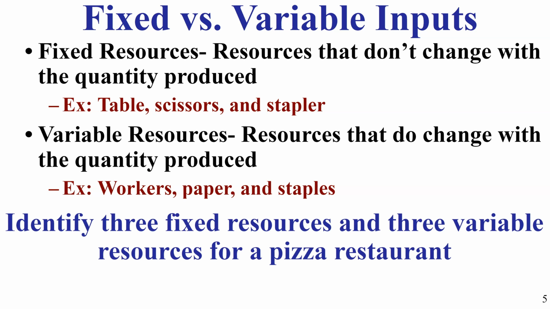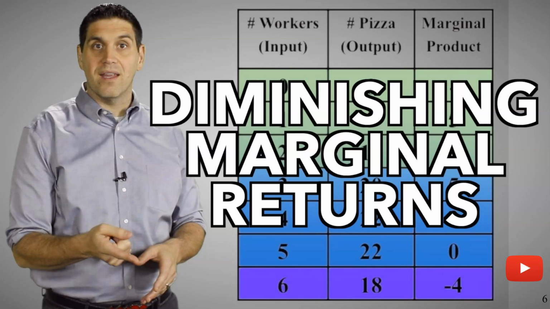So think about a pizza restaurant. What are some fixed and variable resources based on what we've seen here? The oven, for instance, would be a fixed resource. Mozzarella cheese, a variable resource. And you get the idea in terms of what's being produced there.